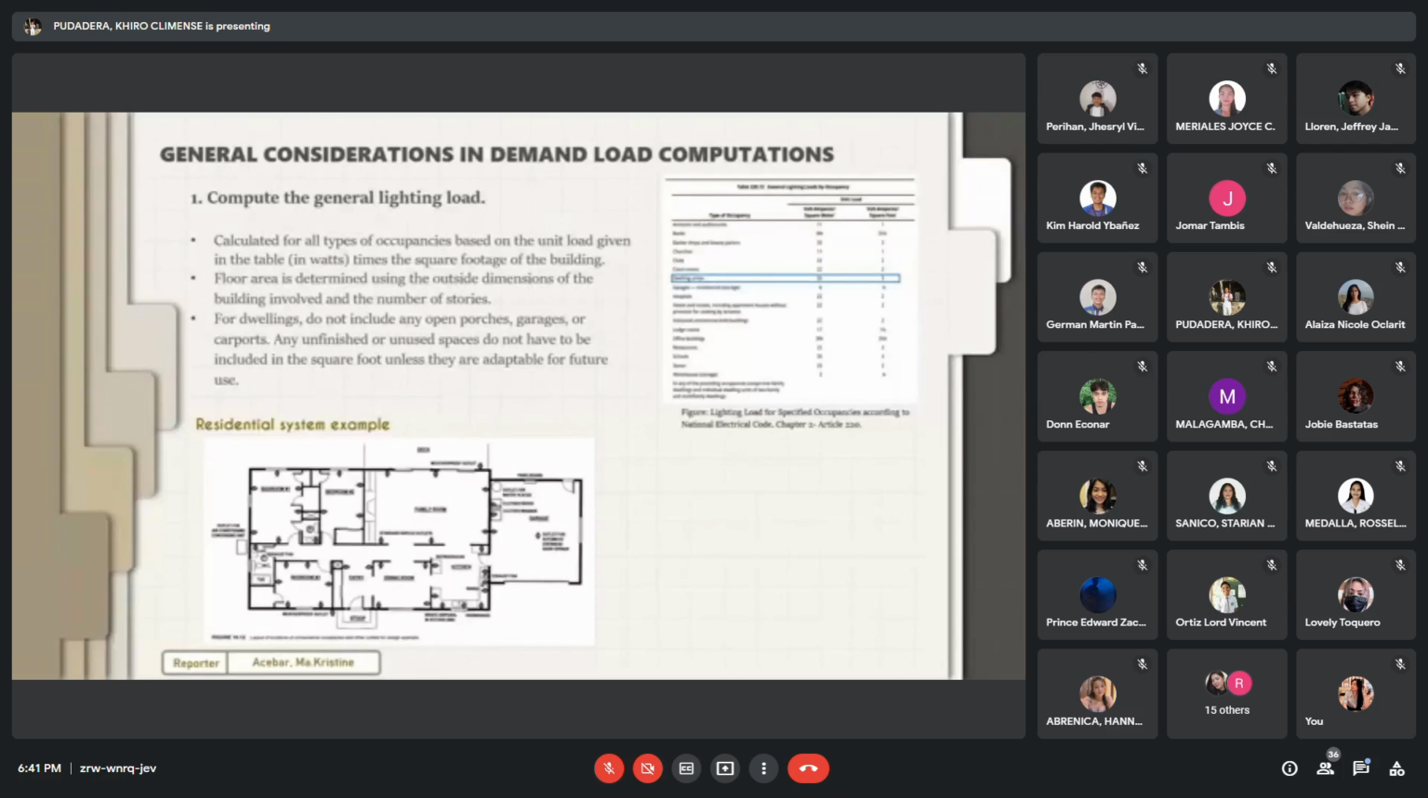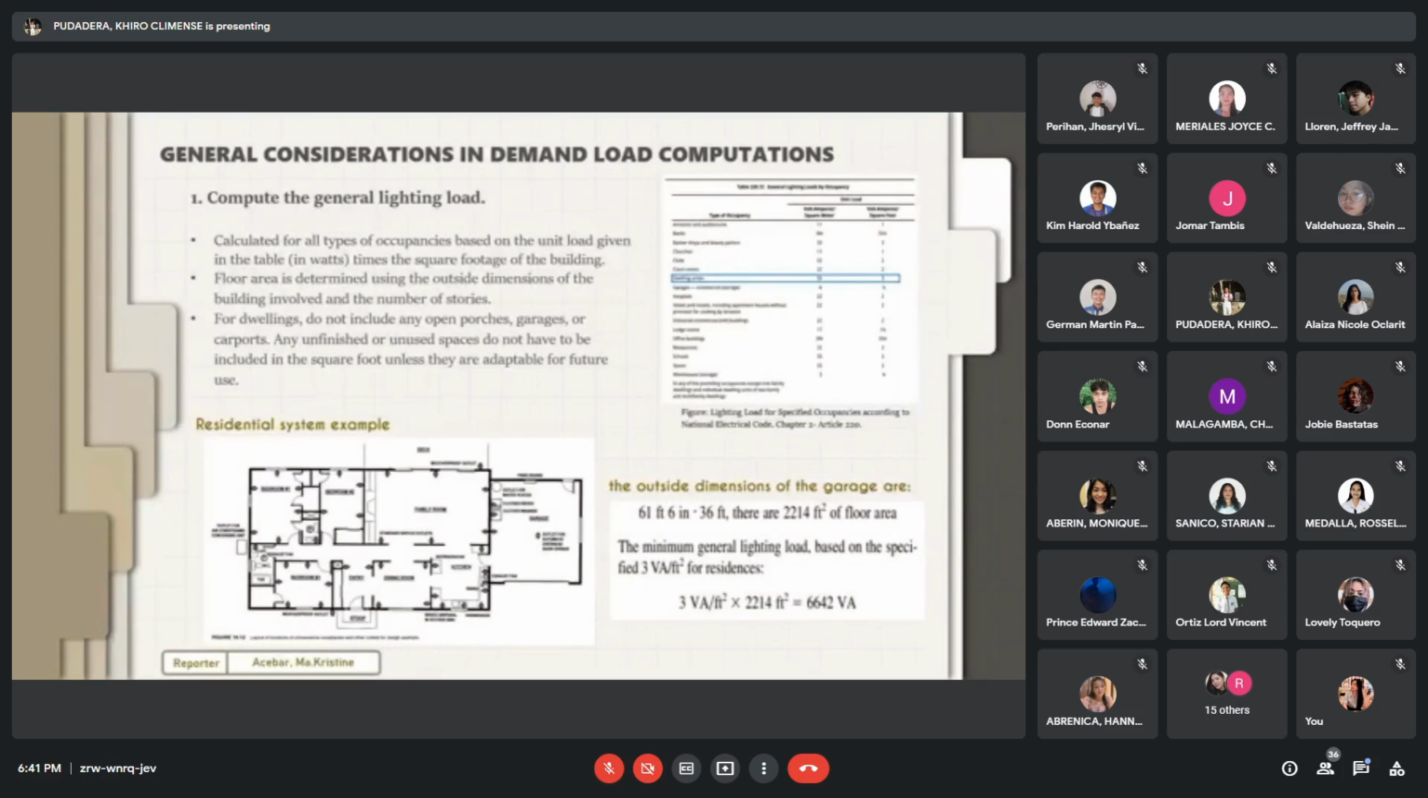For the hypothetical residential system example, the outside dimensions, excluding garage, of the building are 61 feet 6 inch times 36 feet. There are 2,214 square feet of floor area. The minimum general lighting load based on the specified 3 VA per square foot for residences, 3 VA per square foot times 2,214 square feet is equal to 6,642 VA. So this 6,642 VA is the minimum general lighting load.